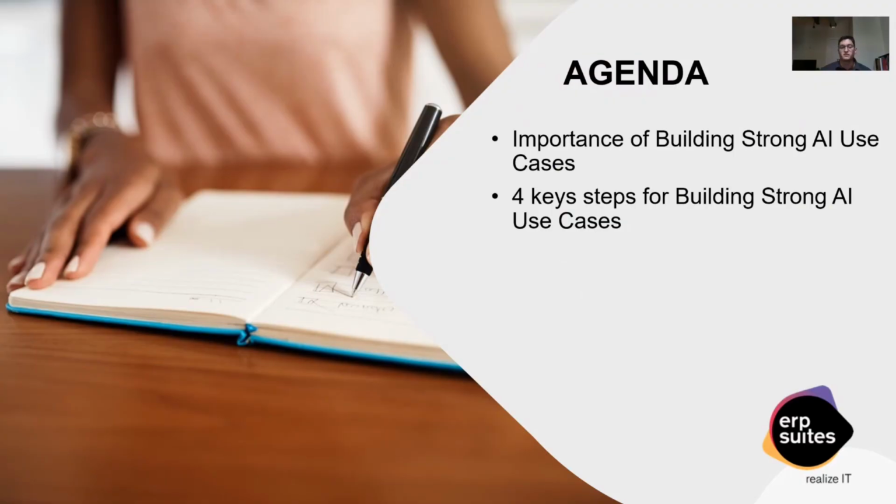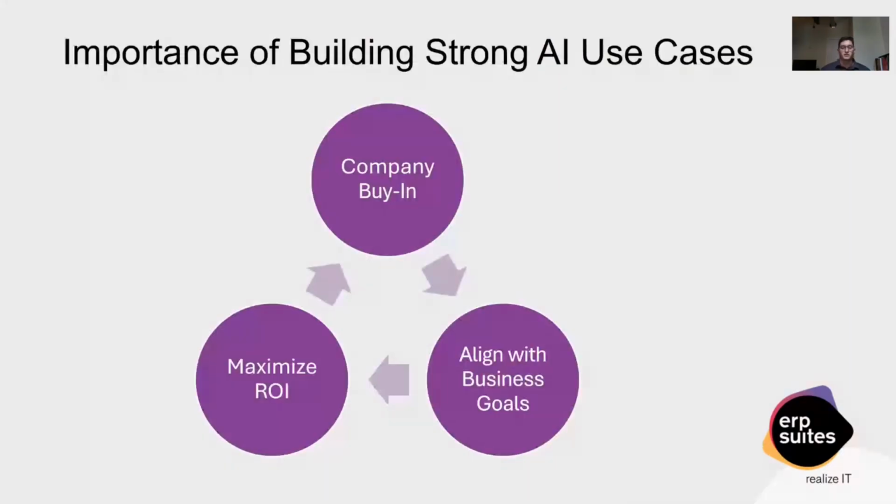The next thing is the 4 key steps for building a strong AI use case. It's just 4 main steps, and we'll go over those today. Hopefully it seems pretty streamlined and understandable for you guys. There are a lot of different examples and ways you can do it. We call it systems thinking or design thinking, but following these steps will help you in your company build out strong AI use cases. With that, we'll start with the importance of building out use cases.